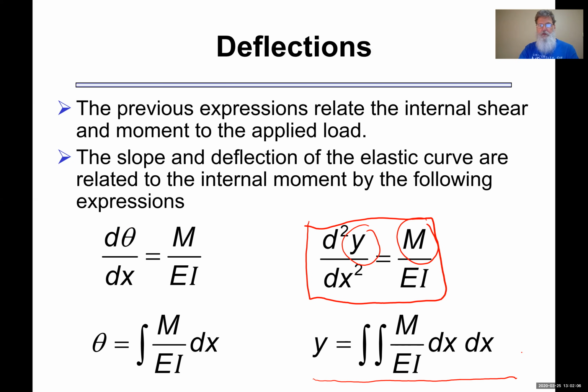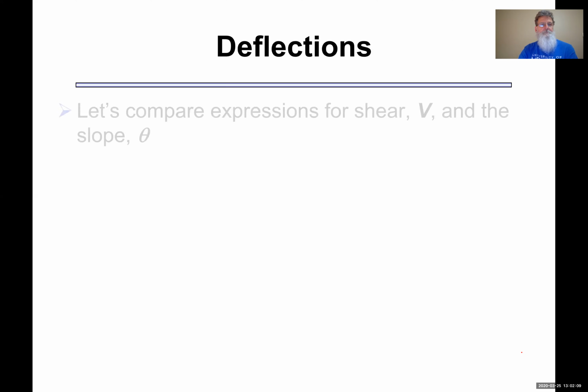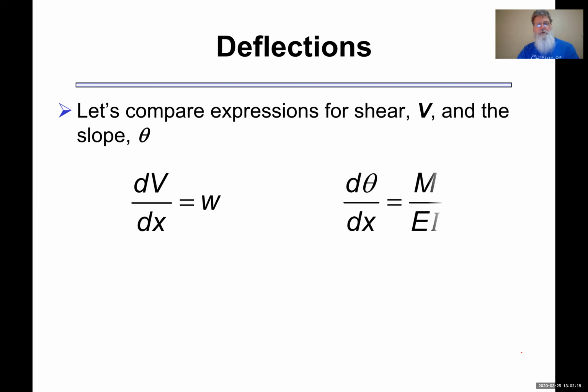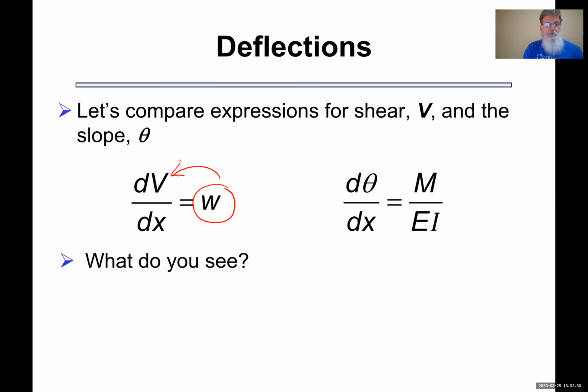So how are we going to put all this together? Well, let's compare shear and slope. We know that the first derivative of shear is equal to the load, and we also know that the first derivative of slope is equal to M over EI. So what do you see? Well, you'll notice on the right-hand side of the equation, there's some kind of load, and it's related to shear. And over here, there's some kind of moment divided by EI, which could be thought of as a load, and it's related to slope.